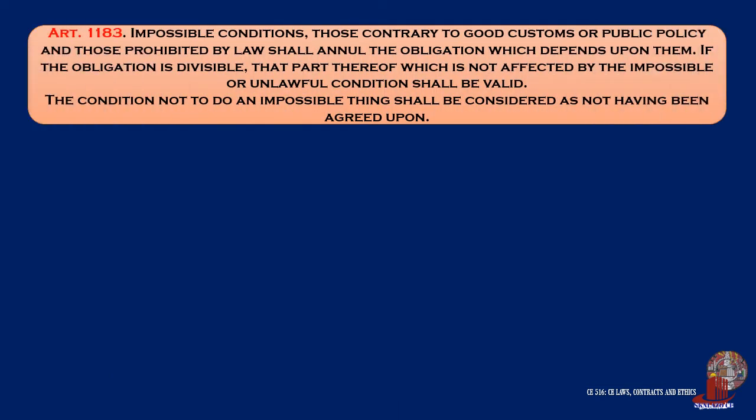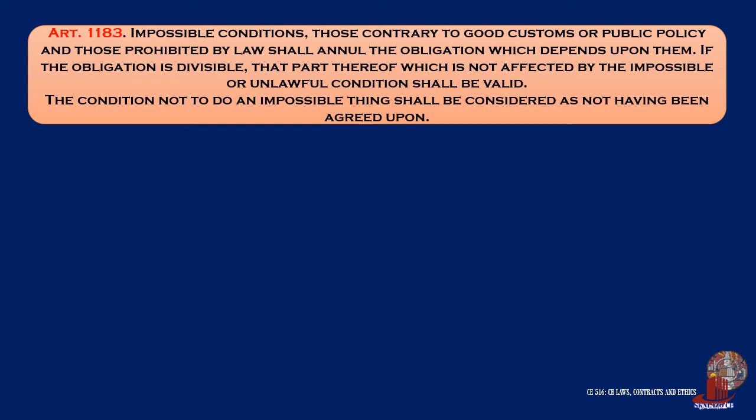Article 1183. Impossible conditions, those contrary to good customs or public policy, and those prohibited by law shall annul the obligation which depends upon them. If the obligation is divisible, that part thereof, which is not affected by the impossible or unlawful condition, shall be valid. The condition not to do an impossible thing shall be considered as not having been agreed upon.